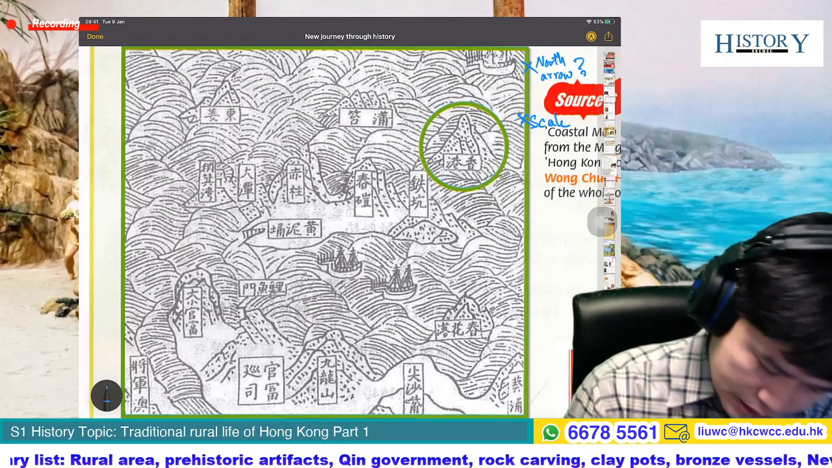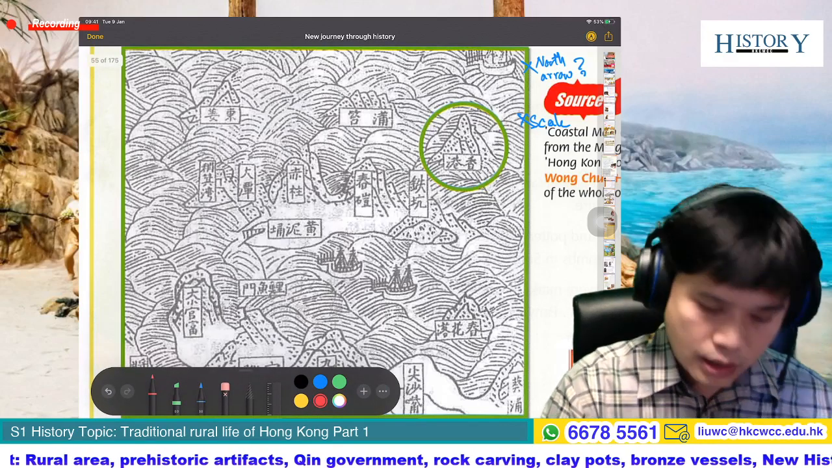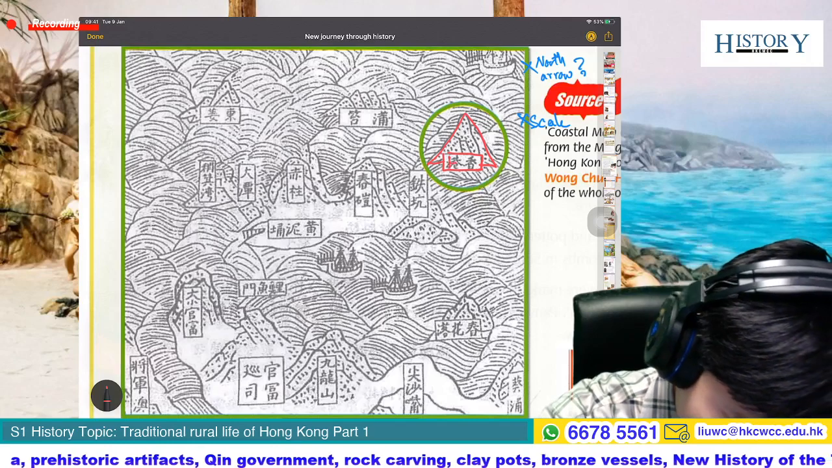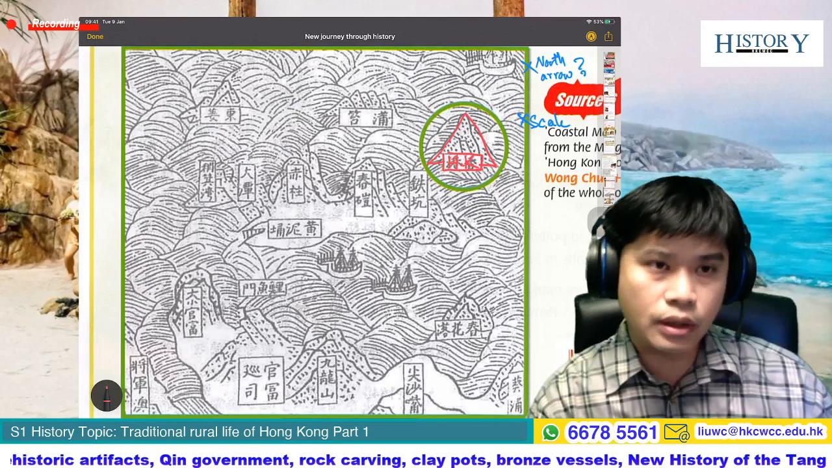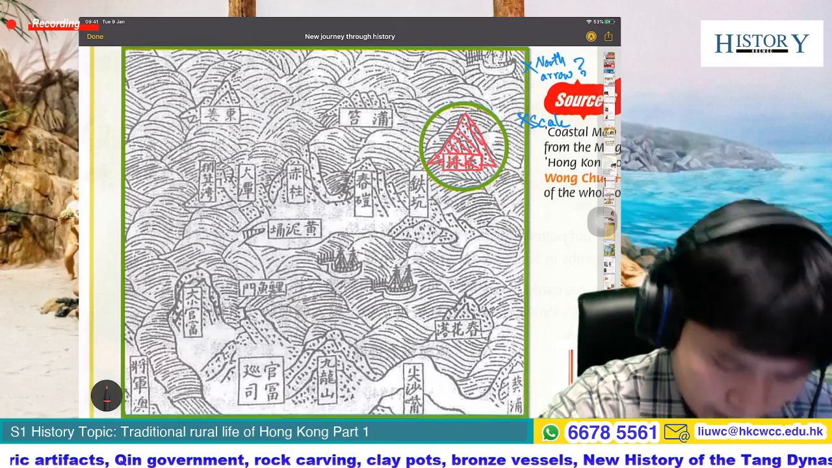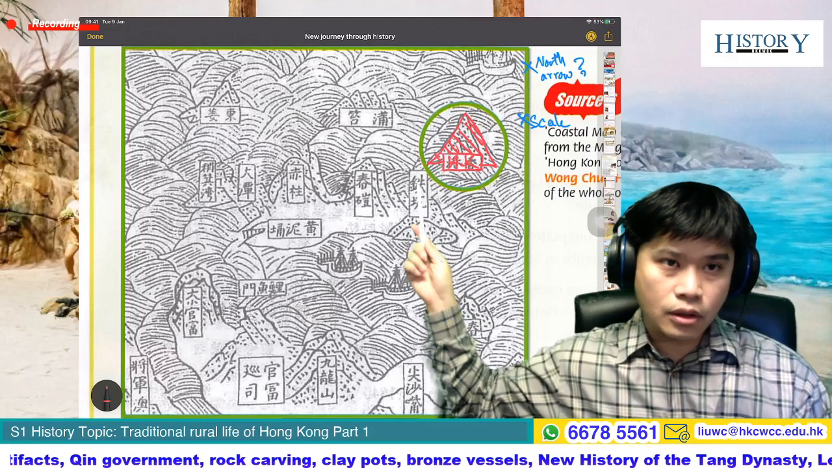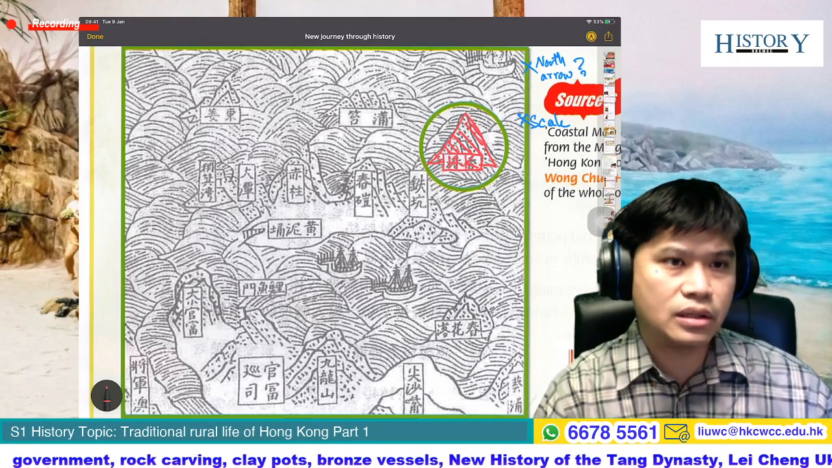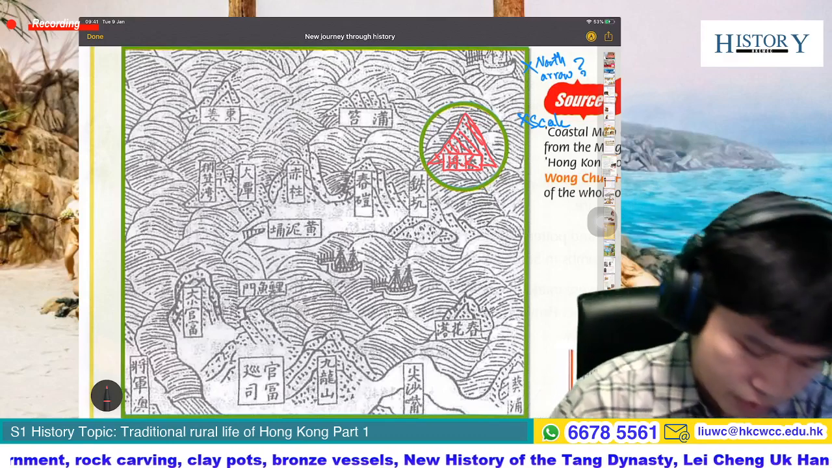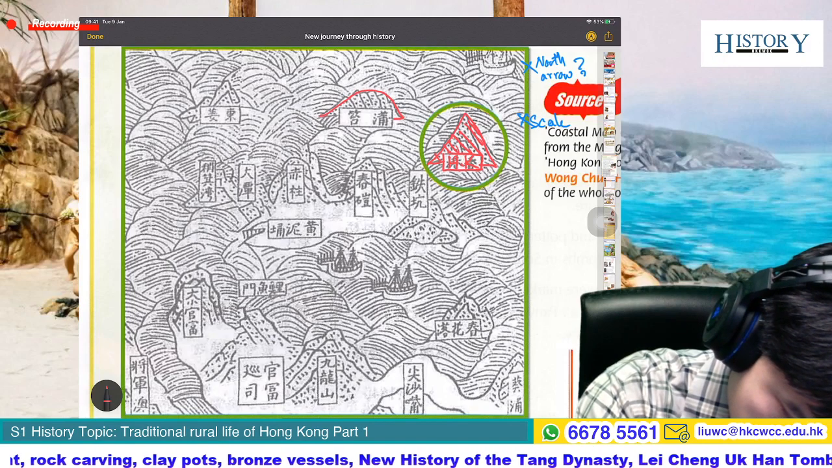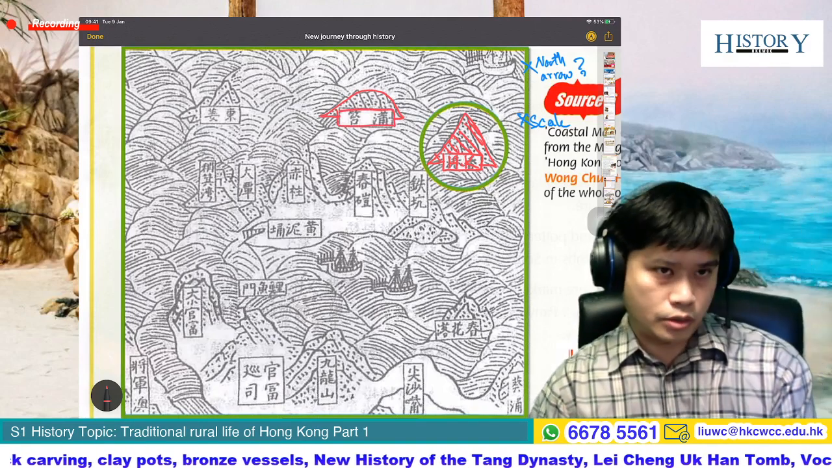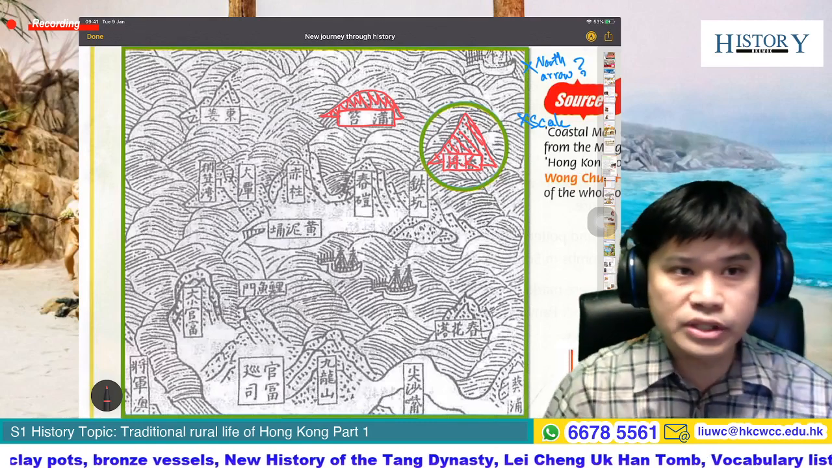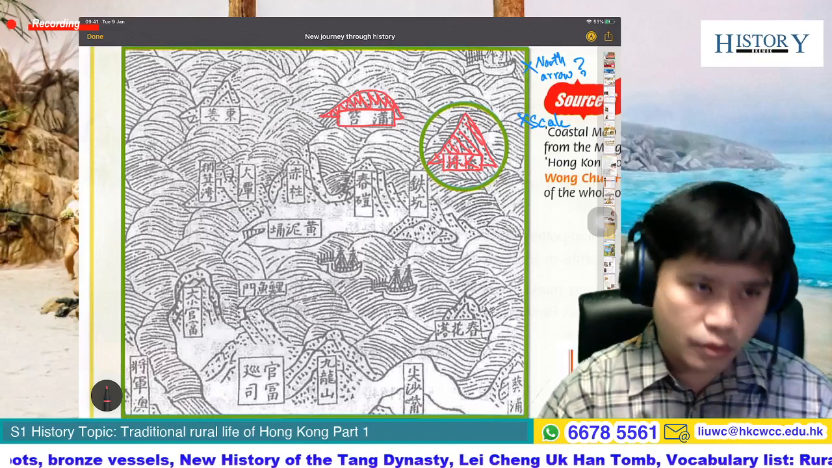For example, this time I use red so it will be clear. First, you can see the island named Hong Kong, so that would be Hong Kong Island, 香港島. Then what would be the other places? Can you see the names of the other places? Here you can see 蒲台島, an island here.